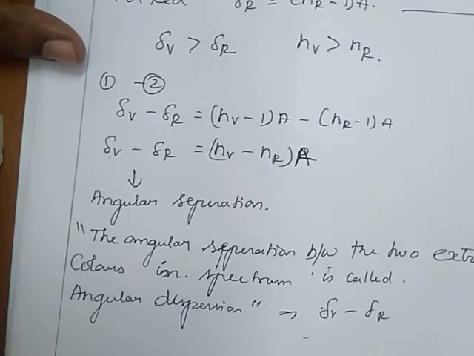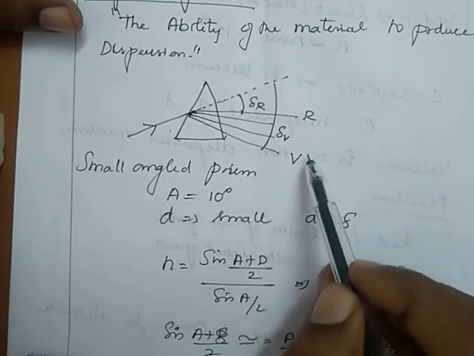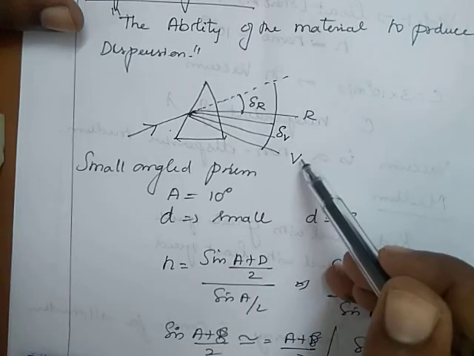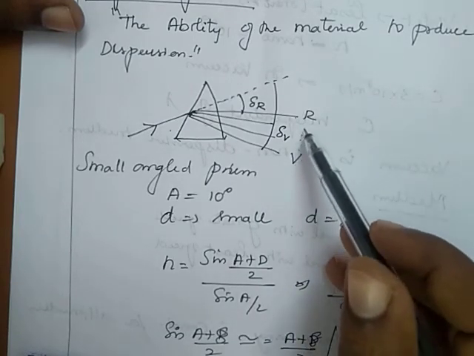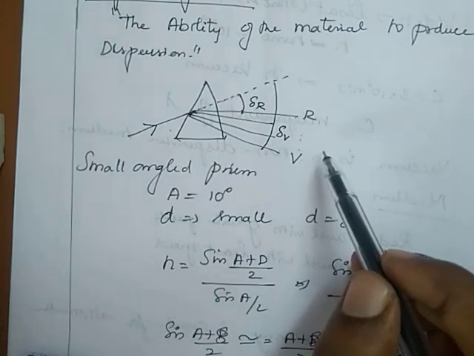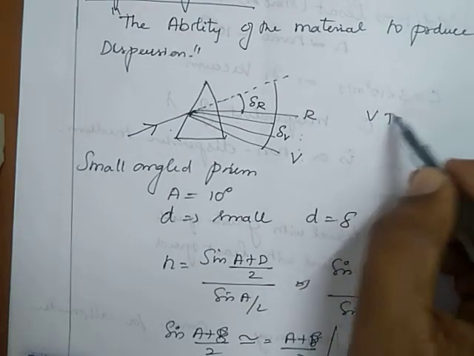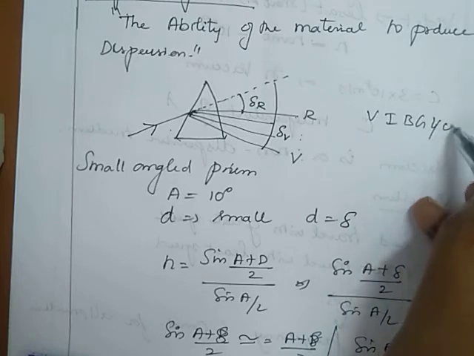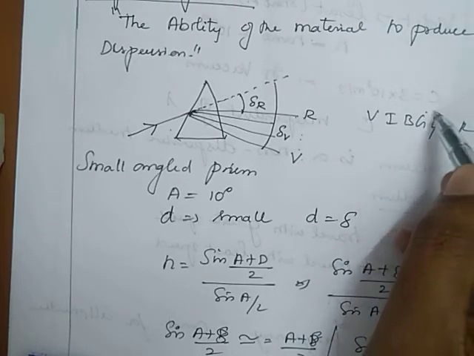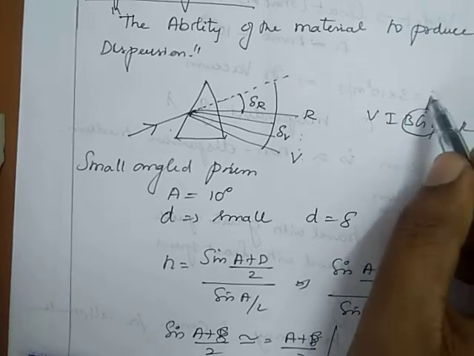Here we can see that in between red and violet there is a large number of colors, represented as violet, indigo, blue, green, yellow, orange, red, that is VIBGYOR. The middle colors are blue, green, yellow. The middle color will be green.